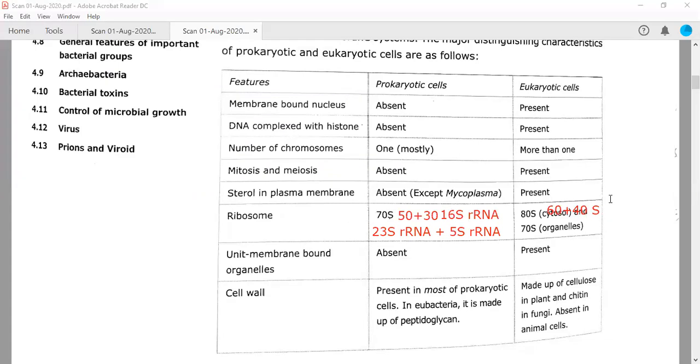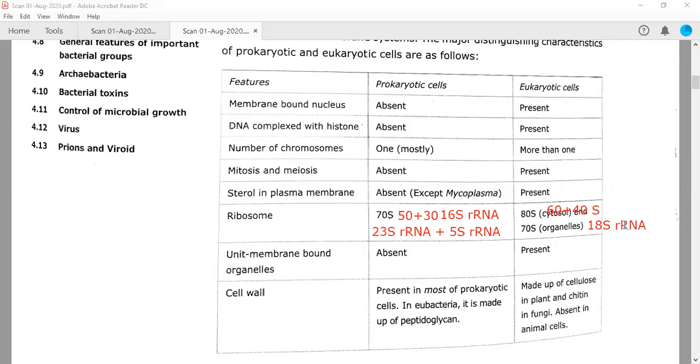Whereas the 40S is made up of 18S rRNA. So this 40S is made up of 18S rRNA. So this 18S of the 40S small ribosomal subunit and the 16S of the 30S ribosomal subunit are generally used as signature sequences to compare the different animals.